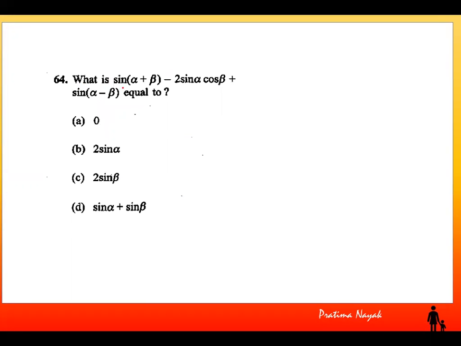Next, what is sine alpha plus beta minus 2 sine alpha cos beta, sine alpha minus beta equal to, 0, 2 sine alpha, 2 sine beta, sine alpha plus sine beta. So here we'll learn only one formula. What is it? Sine A plus sine B. What is the formula? Twice sine A plus B by 2 into cos A minus B by 2.